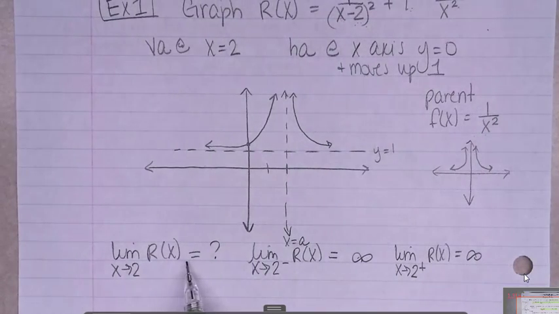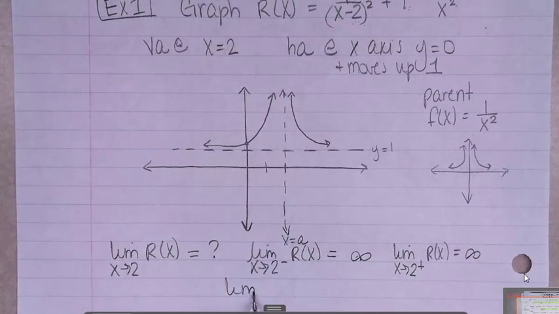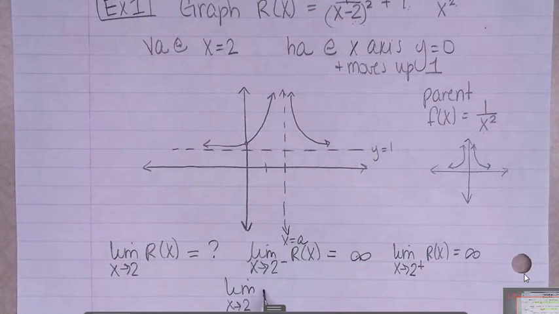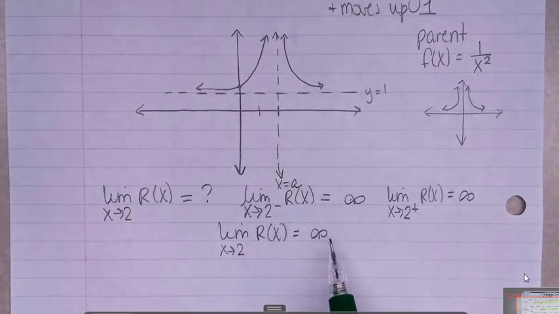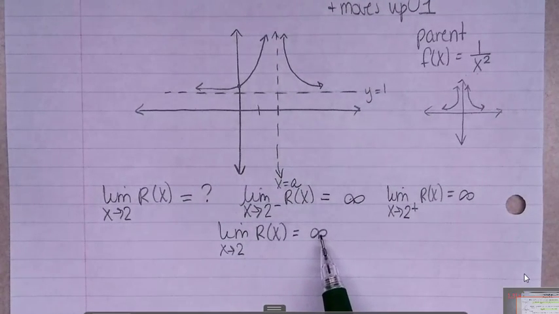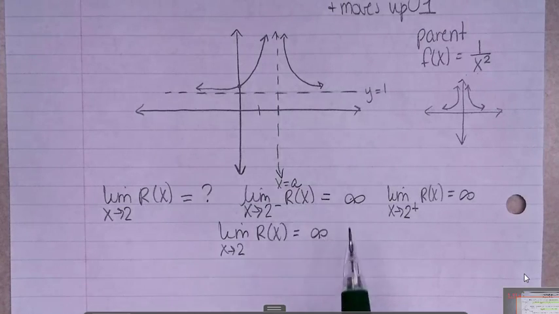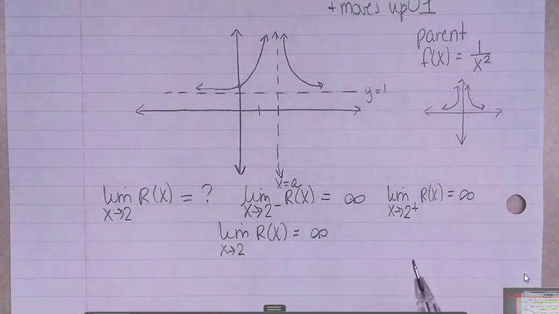And therefore we can say that the limit as x goes to 2 of r of x is equal to infinity. That's one option. Sometimes your book will say the limit doesn't exist. I'll take either one. If they're both going to infinity, we know that the limit is getting really, really large. However, infinity is not actually a number, so you could say potentially that there is no limit.